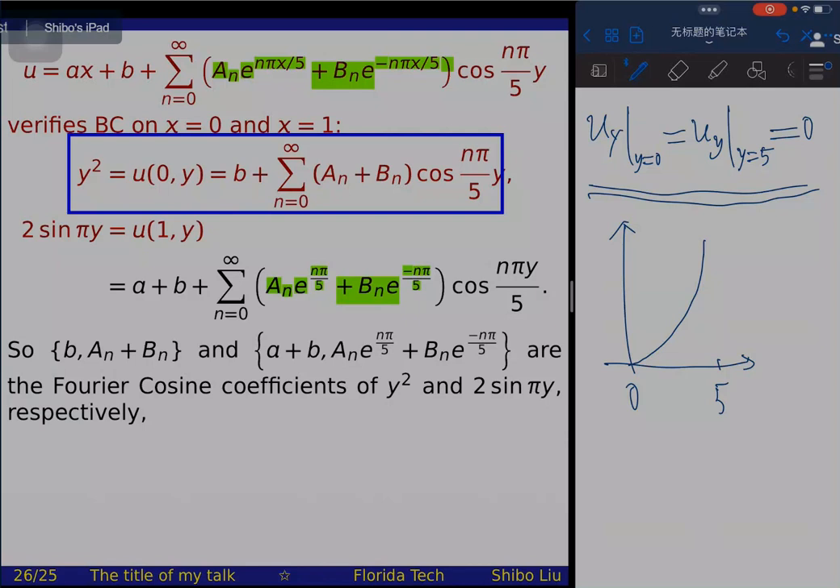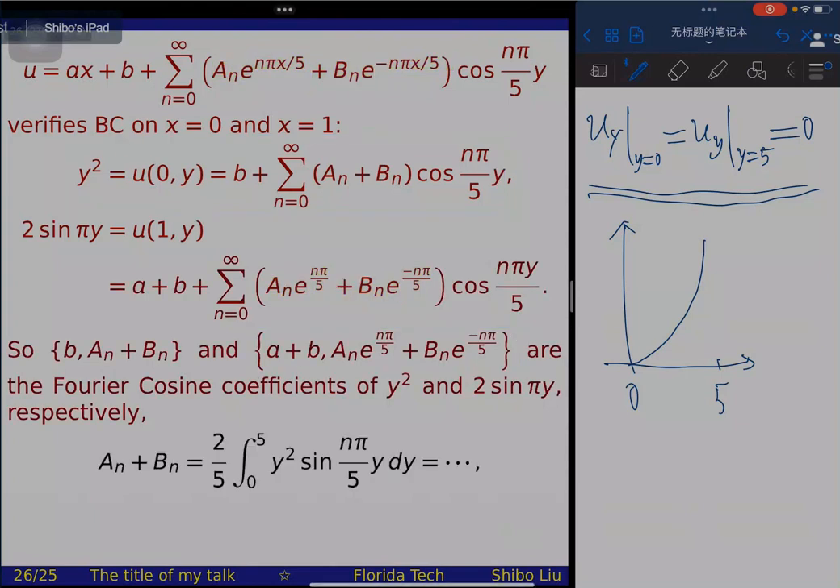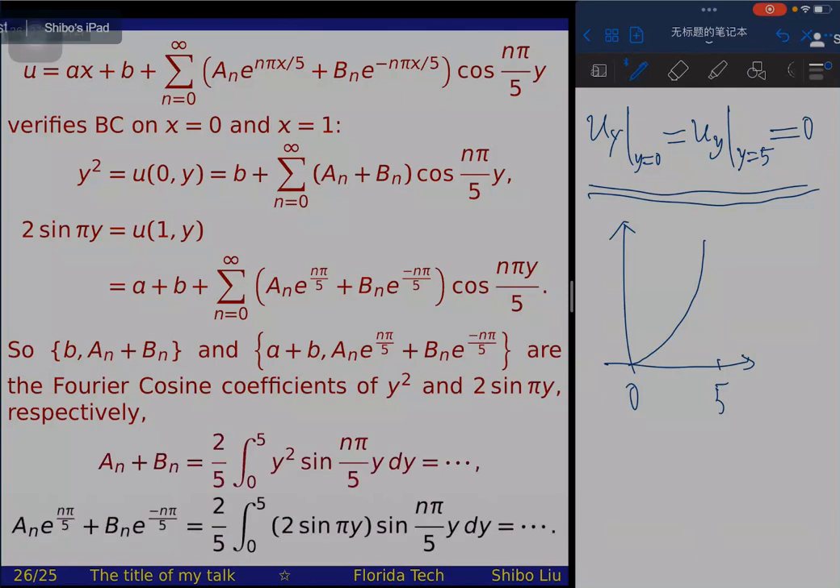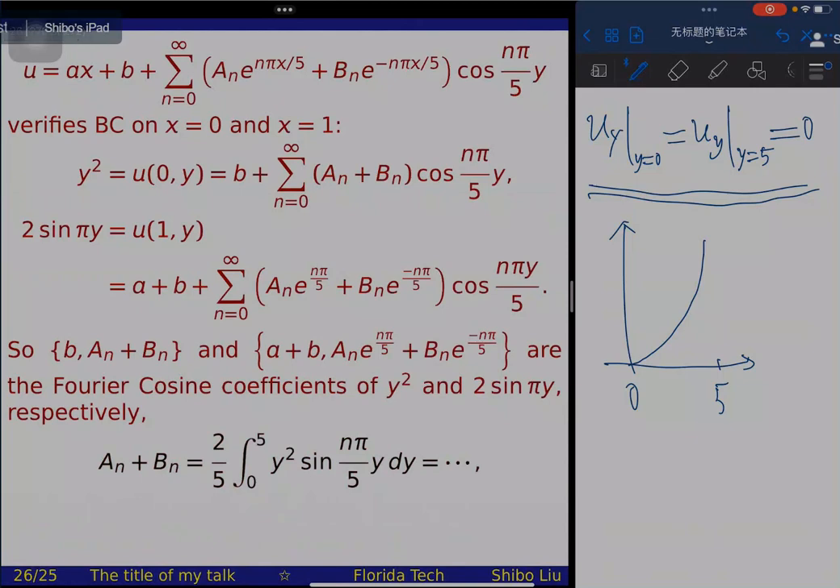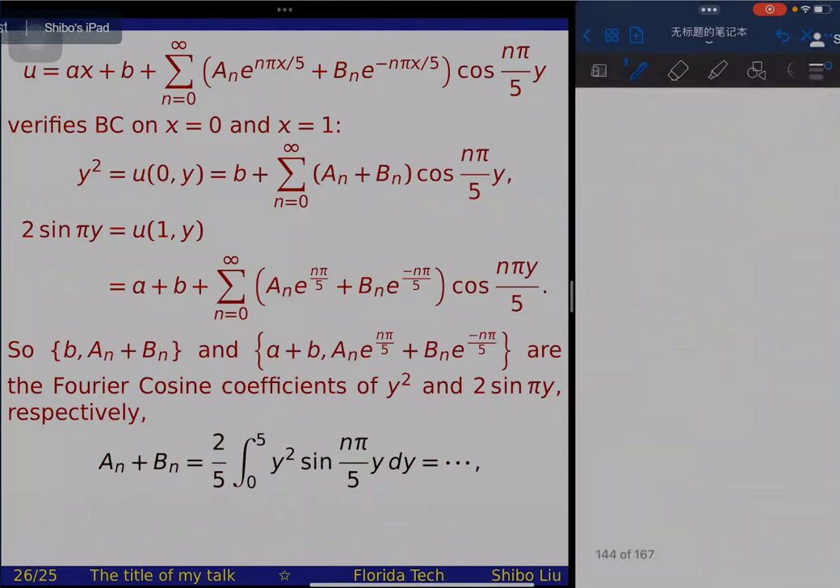Similarly, a plus b and An, these are the Fourier cosine coefficients of 2 sine pi y. So by the formula to compute the Fourier cosine series, we know that An plus Bn equals... maybe I made some mistake. There is something wrong here.